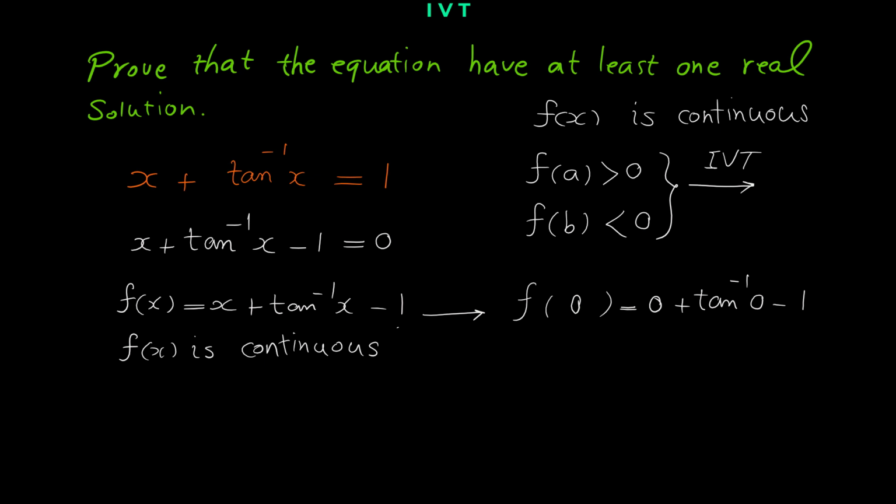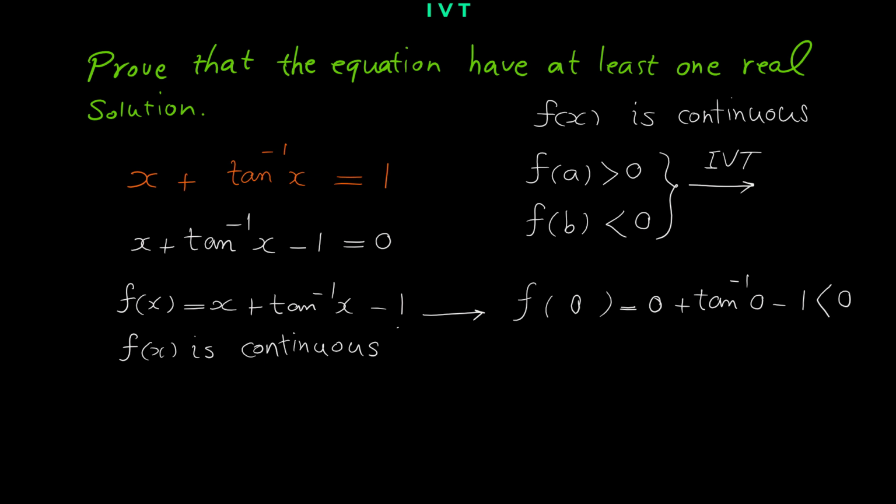What is tangent inverse of 0? If you remember from trigonometry, tangent of 0 is 0. Because tangent inverse is the inverse of this function, the tangent inverse of 0 is also 0. You need to know this to calculate this expression. If you don't know, you can use a calculator. So tangent inverse of 0 is 0, and minus 1 would be minus 1. So f of 0 is less than 0.